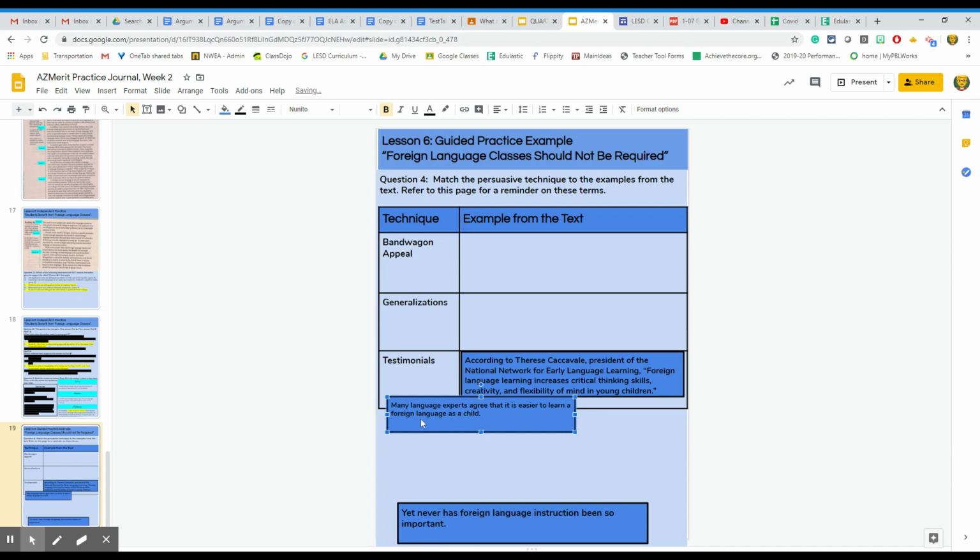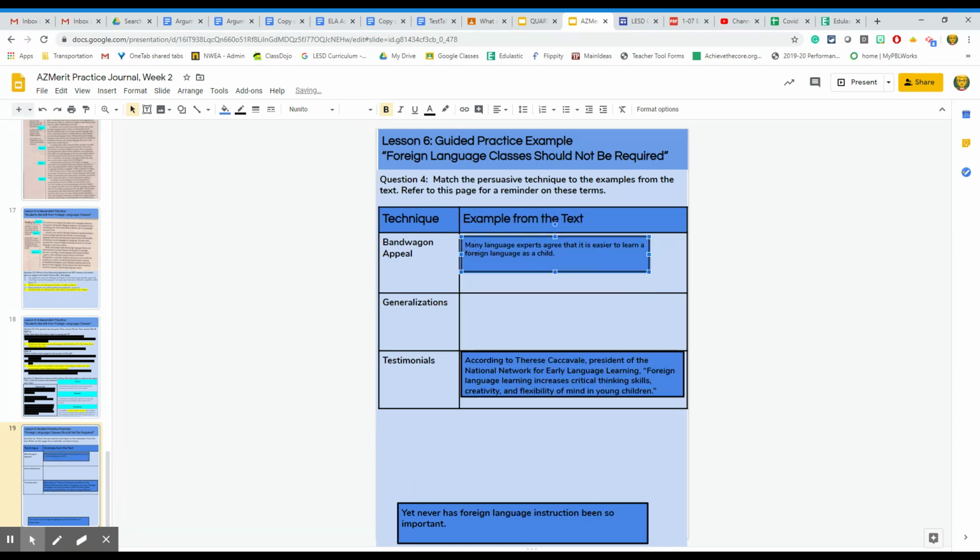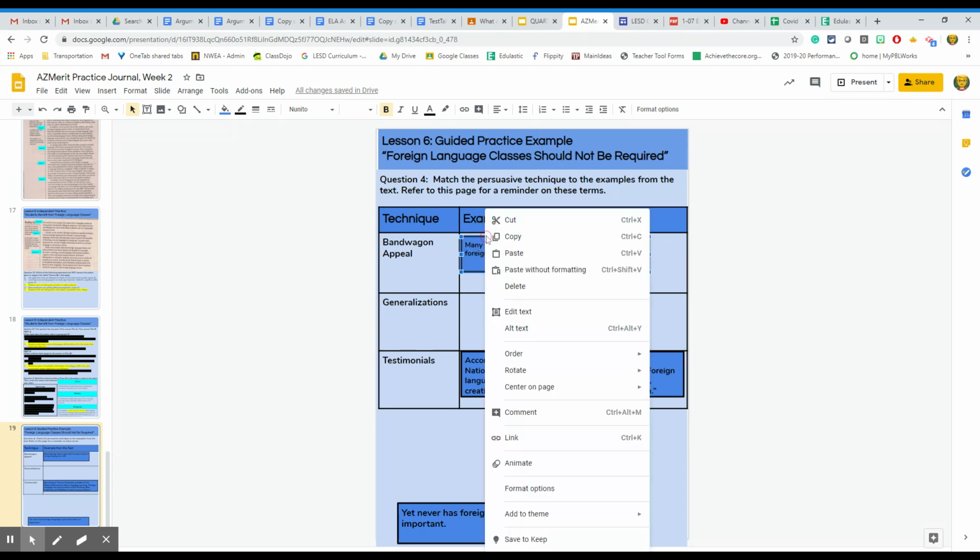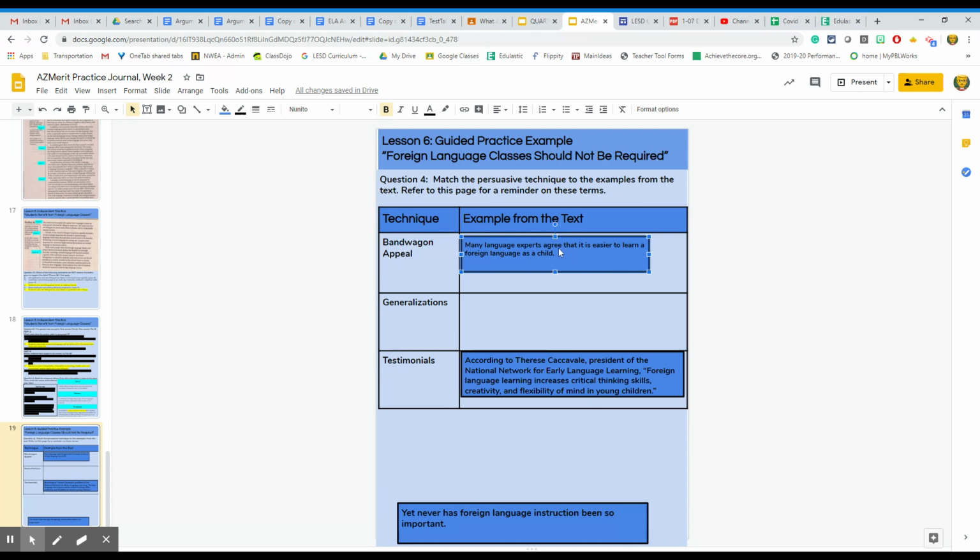This one, many language experts agree that it's easier to learn a foreign language as a child, would be considered a bandwagon appeal. Because they're saying that you should jump on this bandwagon of what these experts are saying. Of course, they're never specifically saying what experts, so that makes it more of a bandwagon appeal also. It just says that many of the experts agree it's easier to learn a foreign language as a child. And then you're supposed to infer that, well, if a lot of language experts believe this, then I should believe it too.